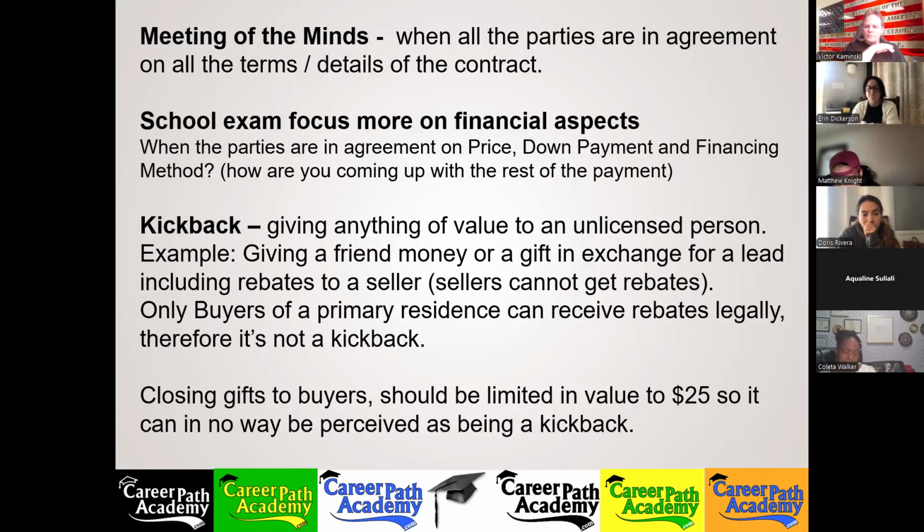Closing gifts to buyers should be limited in value. Don't make large gifts. I say keep it around $25. It could be a little bit more, but don't go crazy with closing gifts. We don't want it to be perceived as giving a kickback.